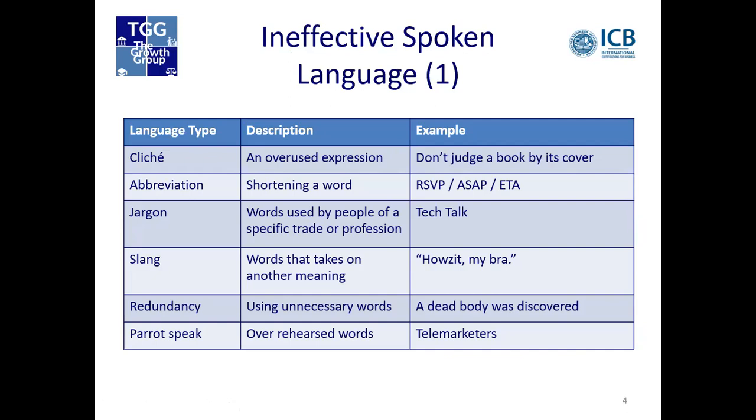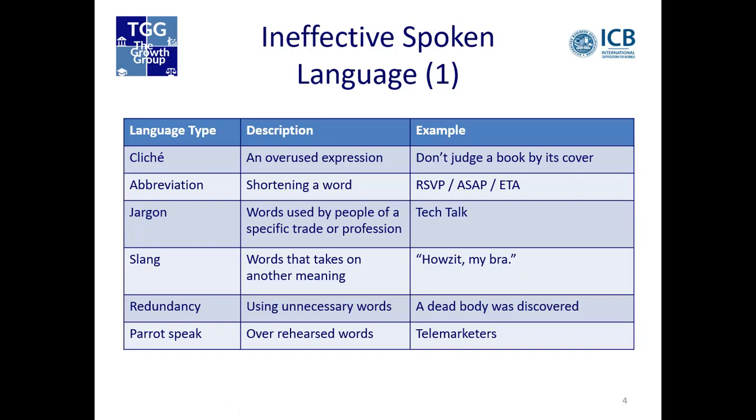Now, let's have a look at ineffective spoken language. These are things that we are trying to avoid as far as possible when we speak. The first one is a cliche, which is just an overused expression. I've given you an example there: don't judge a book by its cover. We will often say that, but we use it so much that it almost starts to lose its meaning.